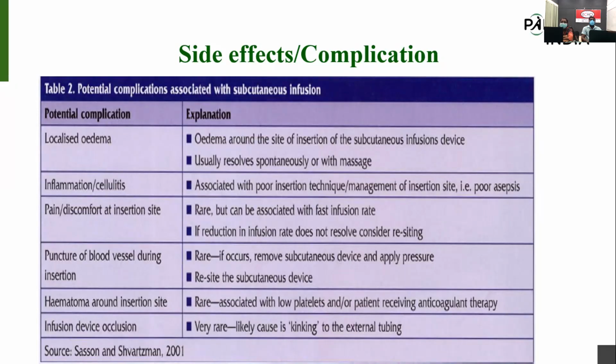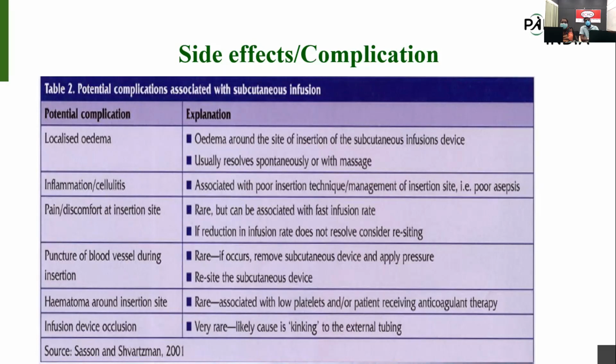The next one is inflammation or cellulitis signs in that area, from poor insertion technique. Already we mentioned cleaning that area in a circular manner using antiseptic solution, soap, sponge, or cotton ball. After cleaning, let the area dry. Don't touch with bare hands. If this is not done, poor insertion technique may cause inflammation or cellulitis.